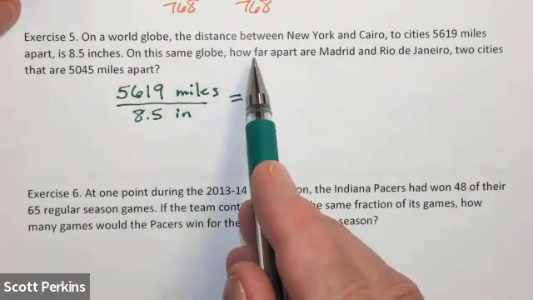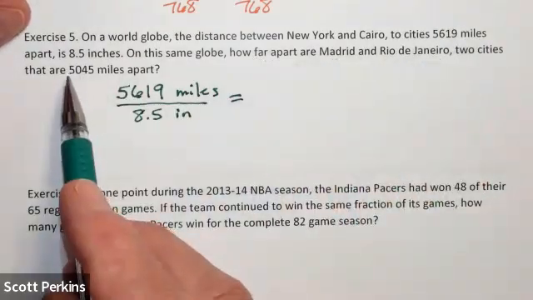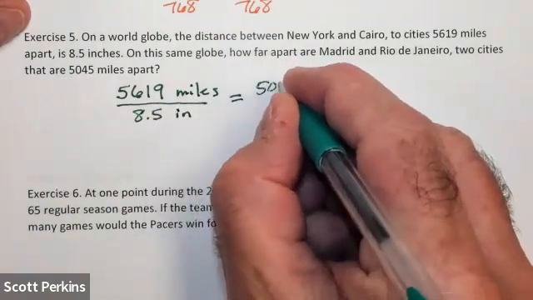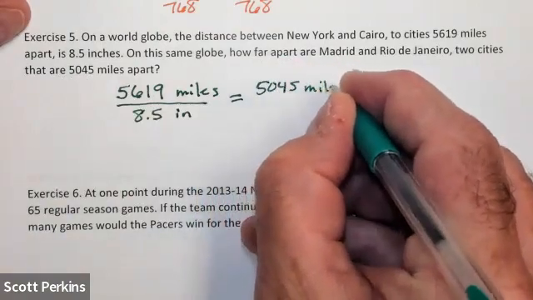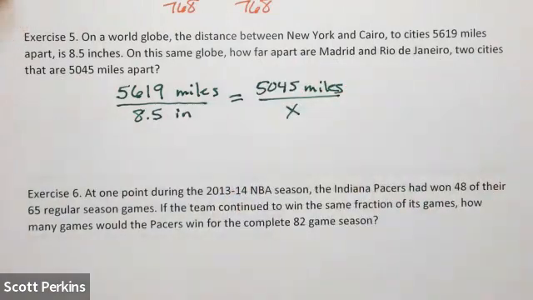On the same globe, I want to know how far apart are Madrid and Rio de Janeiro if they are actually 5,045 miles apart. So since my miles are in the top, I put those in the top, and I don't know what that globe distance is. Just be consistent. That is the biggest takeaway for you when setting up a proportion problem.